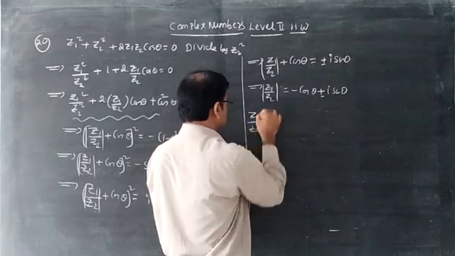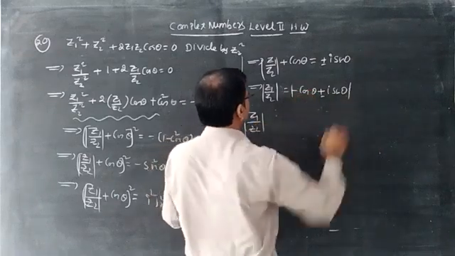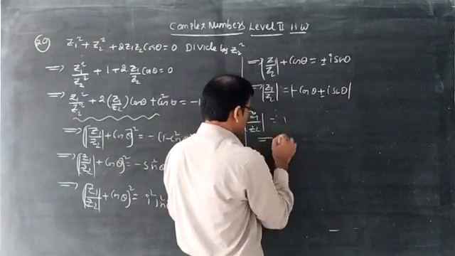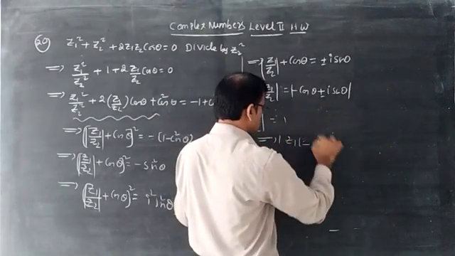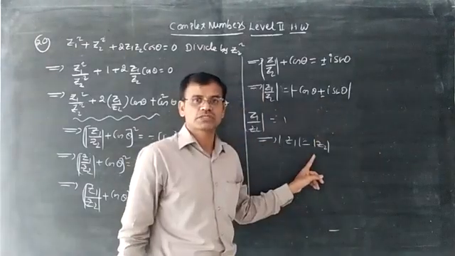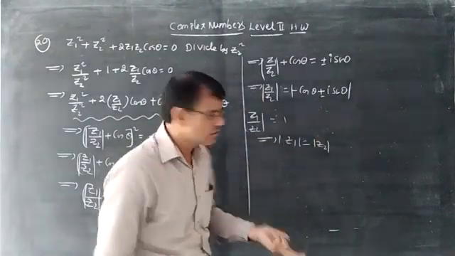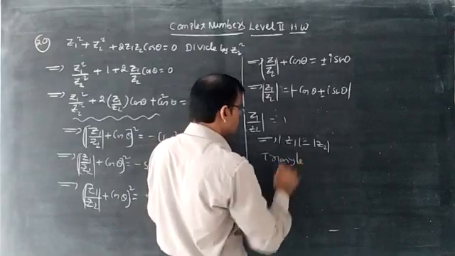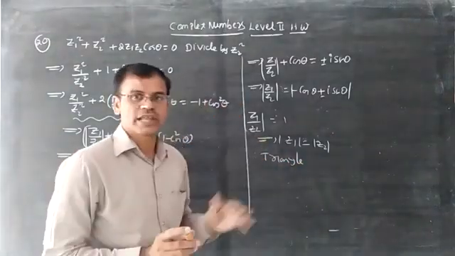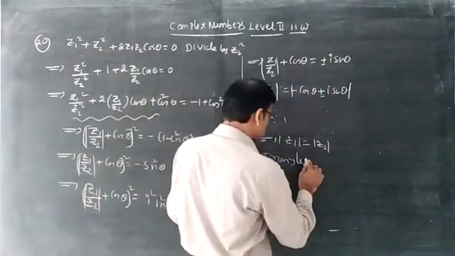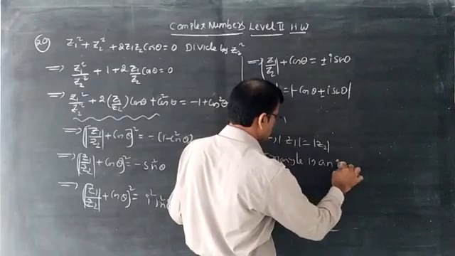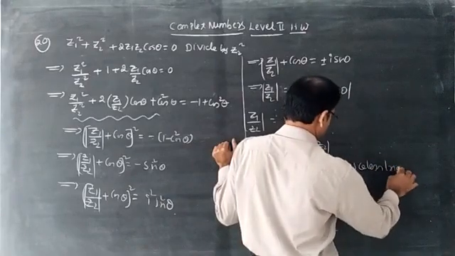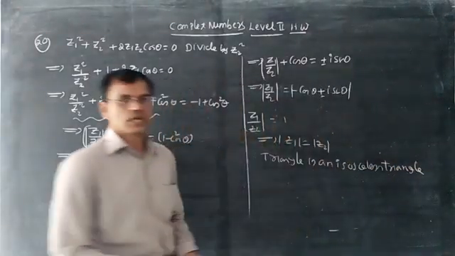Modulus of Z1 by Z2. If you take mod on both sides, cos square theta plus sin square theta is 1. So we got modulus of Z1 is equal to modulus of Z2. Whenever magnitudes of two complex numbers are equal, the lengths of the sides of the triangle are equal. Of course, the complex numbers are not equal, the moduli are equal. Therefore, the triangle is an isosceles triangle.